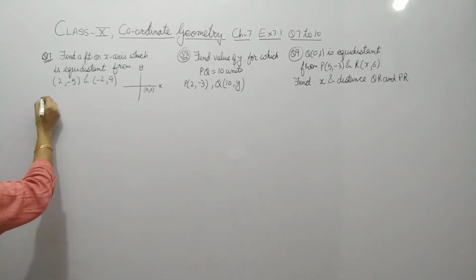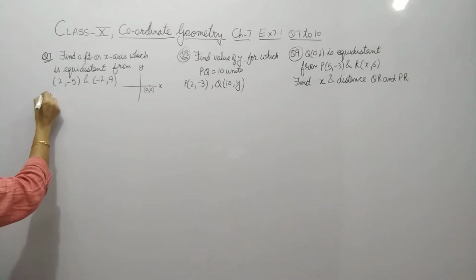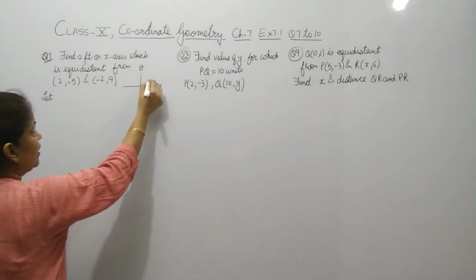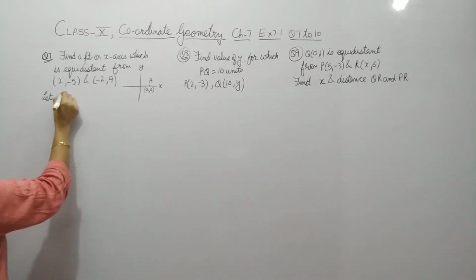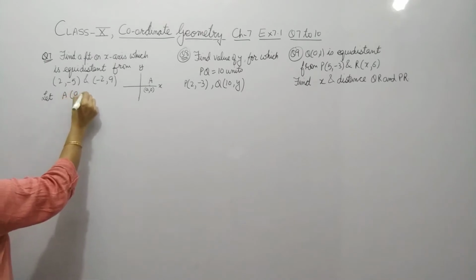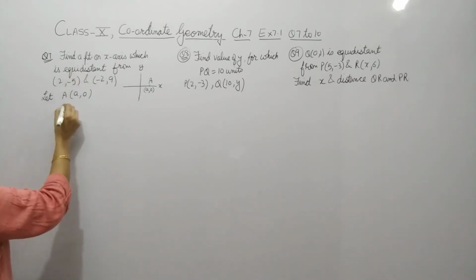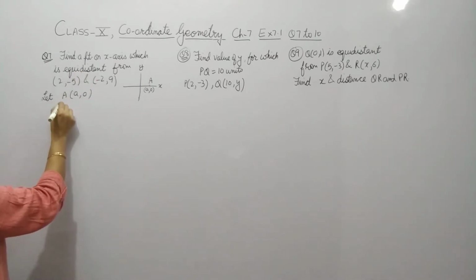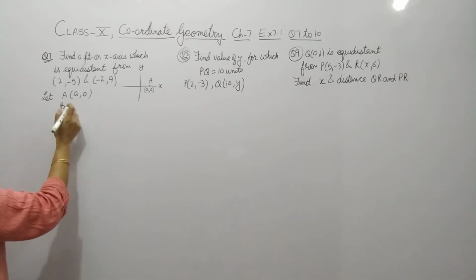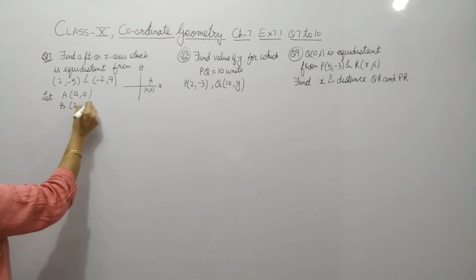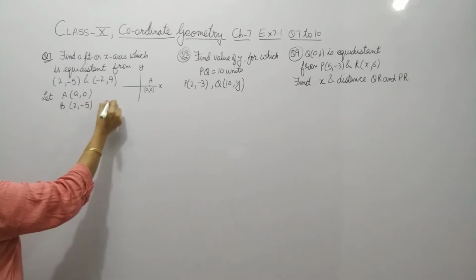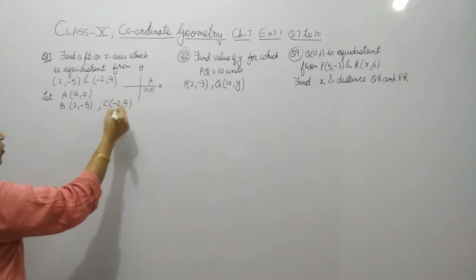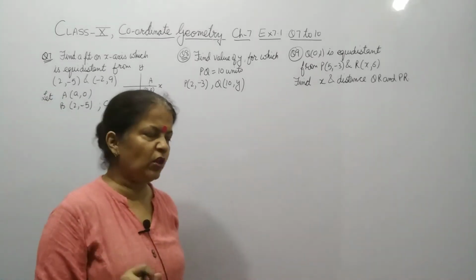So let this point be A, let A equal a, 0, and what is given here, B, we will assume it as 2, minus 5, and C as minus 2, 9. So these will be the coordinates.